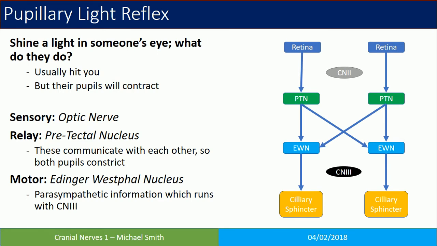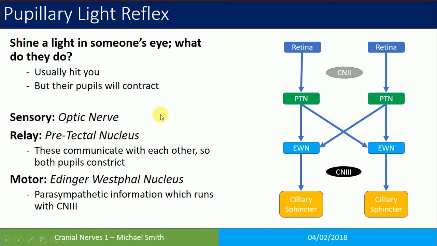So now we have a few different things that are going on that we have to remember about the eyes. First we have the pupillary light reflex. If you shine a light in someone's eye, the first thing that they'll do is hit you, but after that, their pupils will contract. And if you shine a light in the right eye, you want both of their eyes to contract.